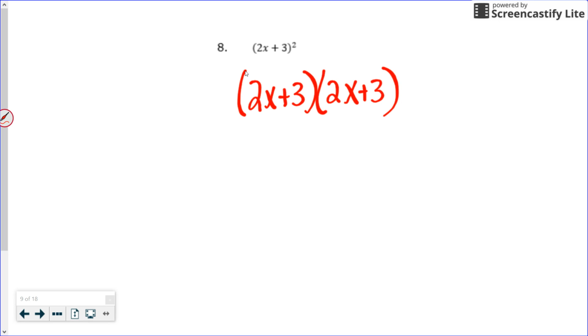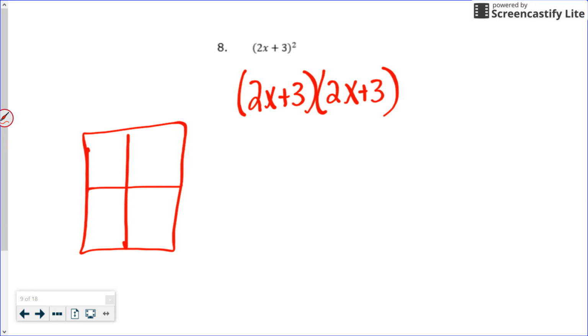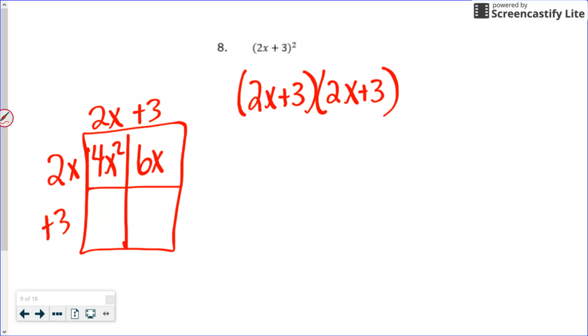So we're going to make a box over here. We got 2x plus 3, 2x plus 3. My first box here is 2x times 2x. 2 times 2 is 4. X times x is x squared. Then I've got 2x times 3. 2 times 3 is 6x. 3 times 2x would be 6x. And then 3 times 3 would be 9.